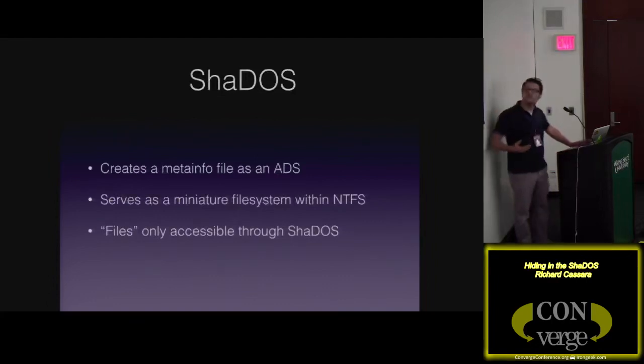So getting back to the module, ShaDOS, the way that I've designed it is that it creates what I call a meta file. It contains meta info about the files that you're trying to hide. And it acts like a sort of miniature file system within NTFS. And that's why I've chosen to name it ShaDOS and write it that way. I'm calling out to DOS because it's putting a simple file system in there, and the Shadows because it's hidden in the shadows. And the files that you write to it, you can only access by using the functions within the module.